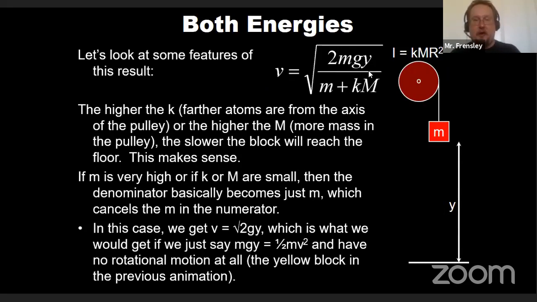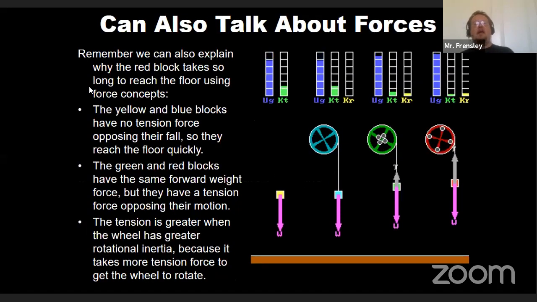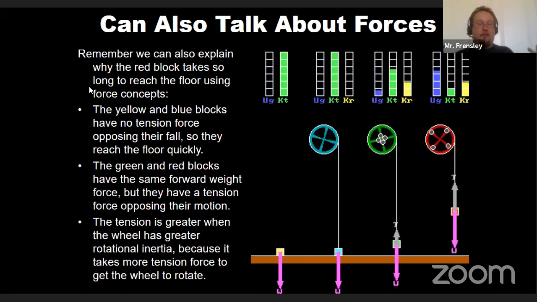That's why I don't jump out the window right now. The more gravity you have, the faster you fall, which is why I don't jump out of windows on Jupiter. So it makes perfect sense. Here's a way of explaining it with forces.